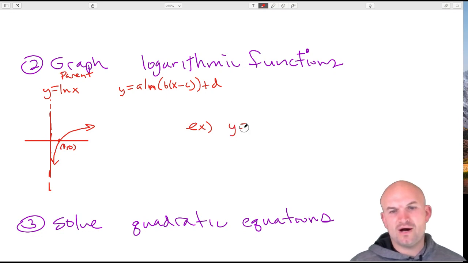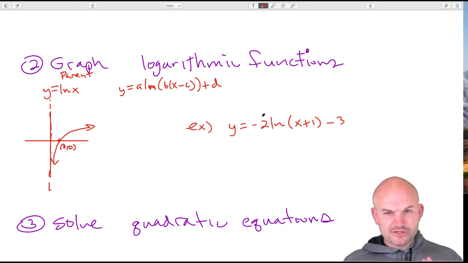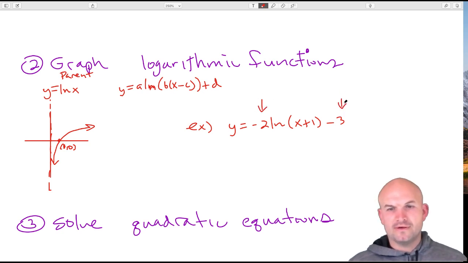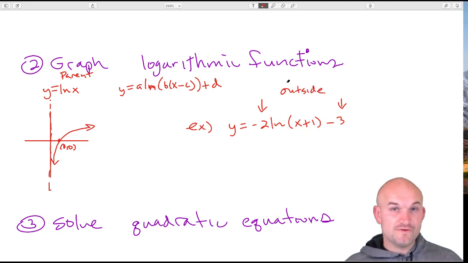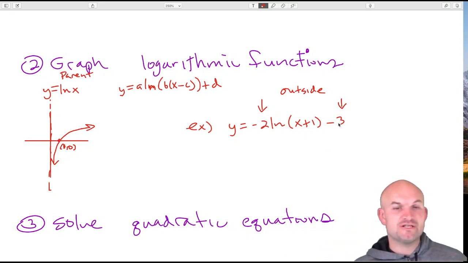For instance, if I had y equals -2 ln of (x plus 1) minus 3. Again, there's two parts of this. And this isn't a very advanced one. These are my outside functions, right? If you have a transformation that's outside the function, that is going to be impacting the graph vertically. This is actually going to be a vertical stretch. So I'm taking this graph vertically stretching it, and then the negative reflects it. And then the graph is being shifted down 3.